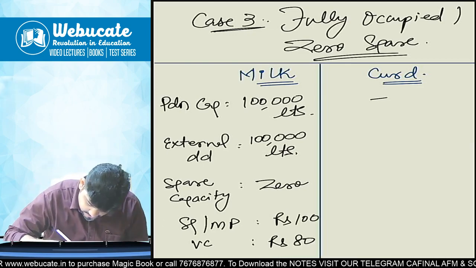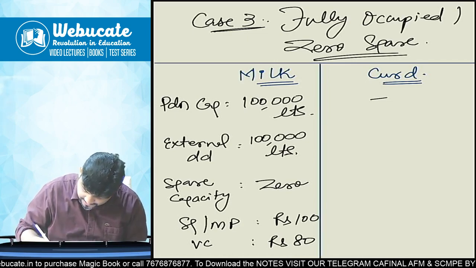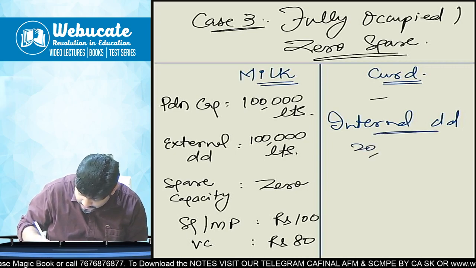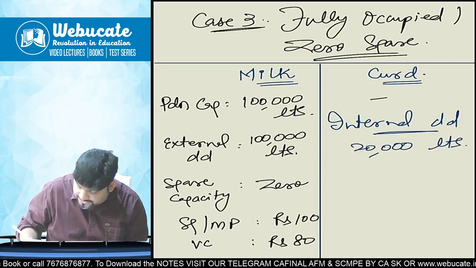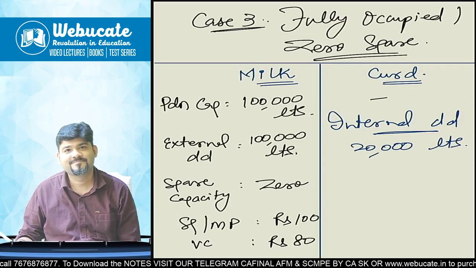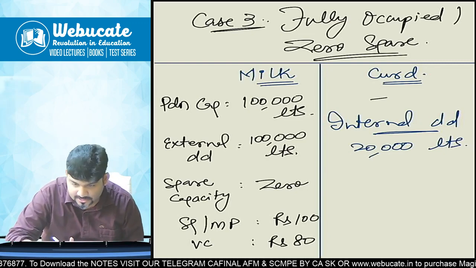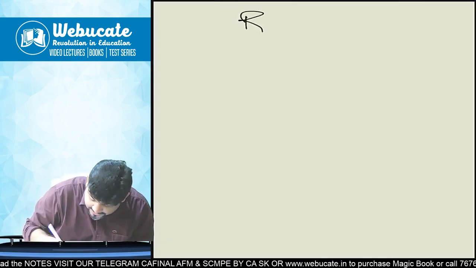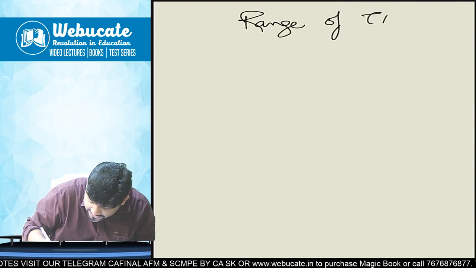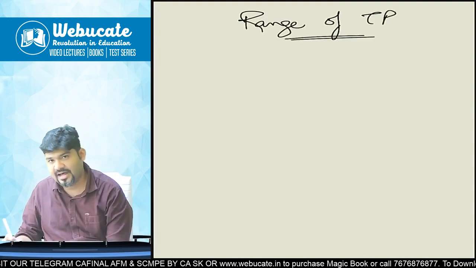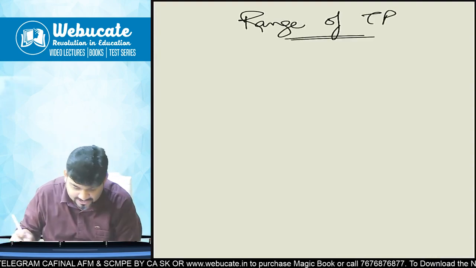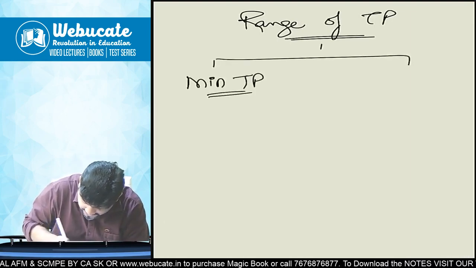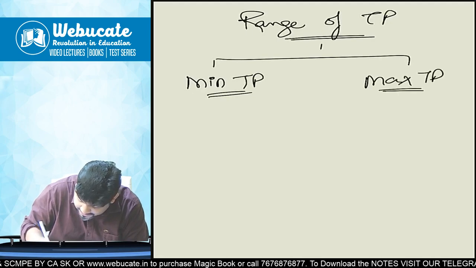Curd. Let's see what is the curd division. So curd division internal demand is 20,000 liters. Done. So now we will start. What we have to calculate? We have to calculate the range of transfer price. I'm sure now you yourself are smart enough to calculate what is going to be the range. So here now my range is going to be minimum transfer price, maximum transfer price.